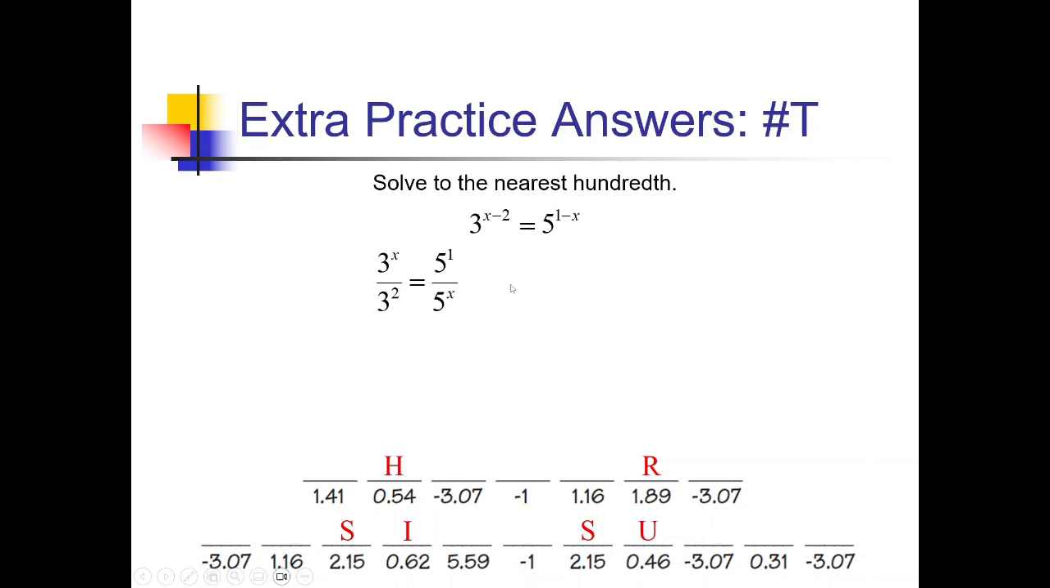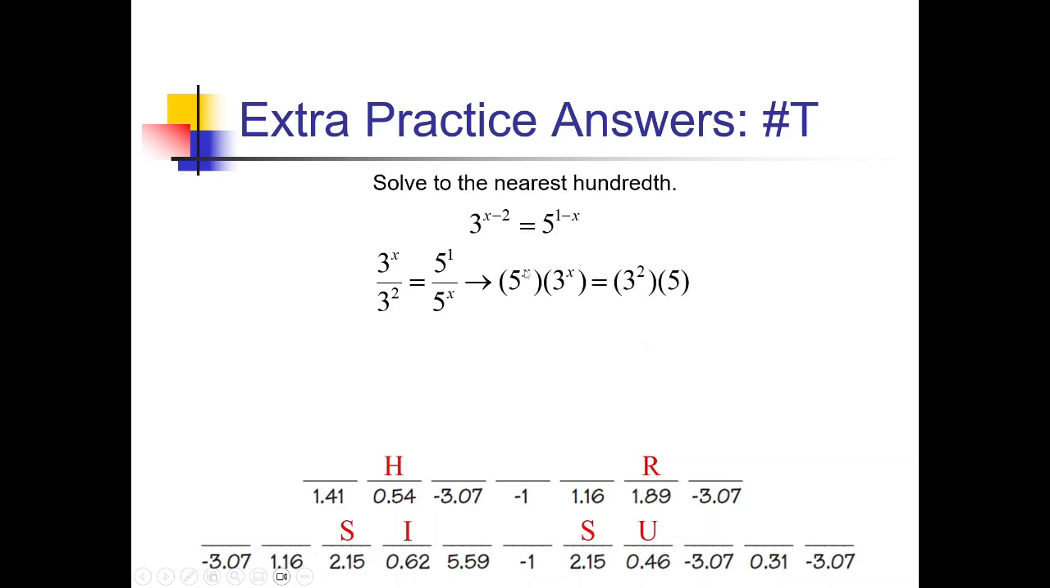And at this point, I'm going to do that dance of trying to get the exponential terms together and everything else on the other side. So I can cross multiply in this situation. That gives me 3 to the x times 5 to the x on one side, and 3 squared times 5 to the 1 on the other.